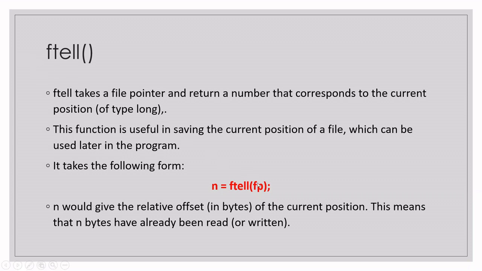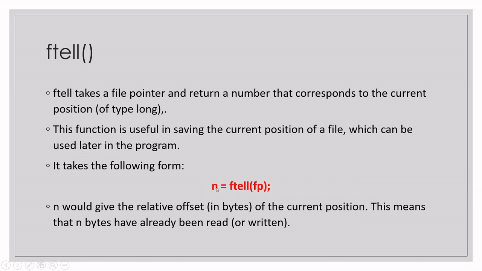Here also, just like the earlier two functions, the only argument is fp, which is the file pointer. Whenever you say ftell fp, you cannot give it without a value like n, because it is a function that returns a value. So if that is the case, we should address that result. So n is equal to ftell fp means it returns the current position. The current position of the file will be saved in the value of n. n would give the relative offset in bytes. This means that n bytes have already been read or written.